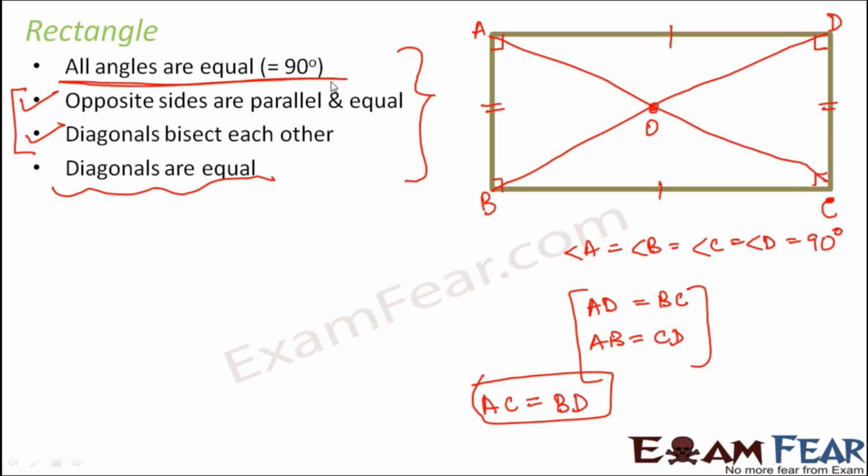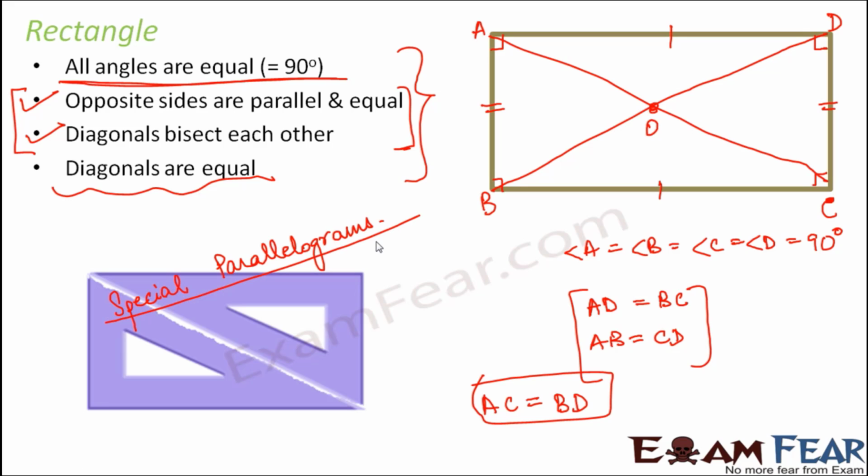So we can say that a rectangle is like a special type of parallelogram, because a rectangle satisfies all the criteria to become a parallelogram, because these are the criteria to become a parallelogram. But a parallelogram doesn't satisfy all the criteria to become a rectangle. So therefore we can say that a rectangle is a special type of parallelogram. So all rectangles are parallelograms, but all parallelograms are not rectangles.